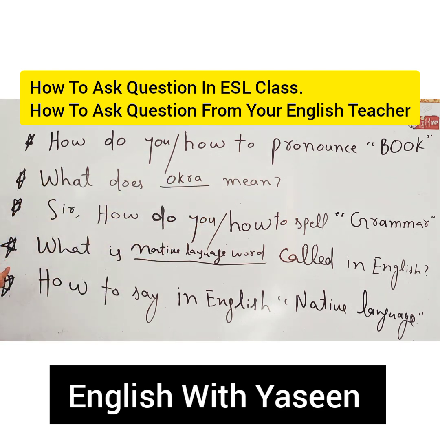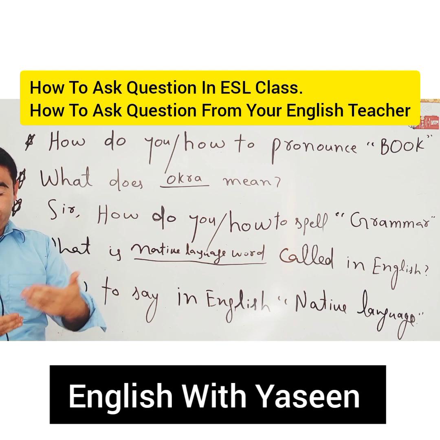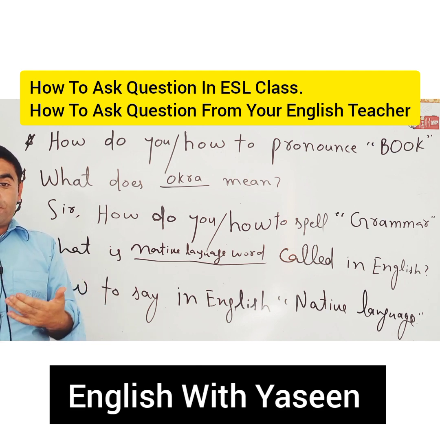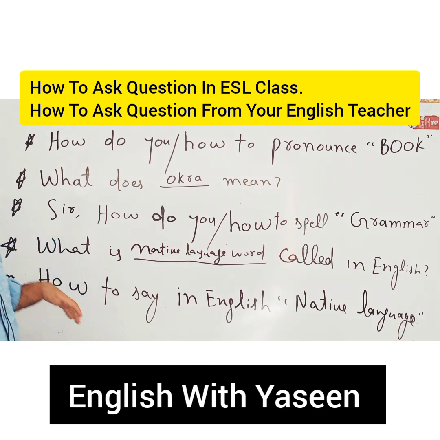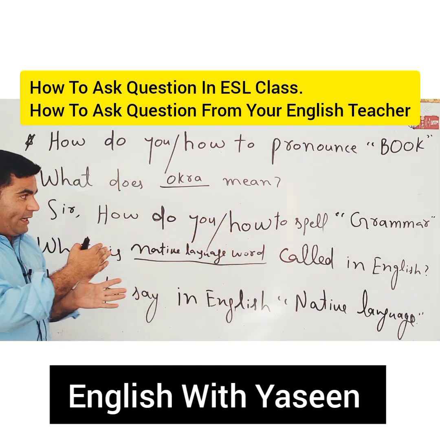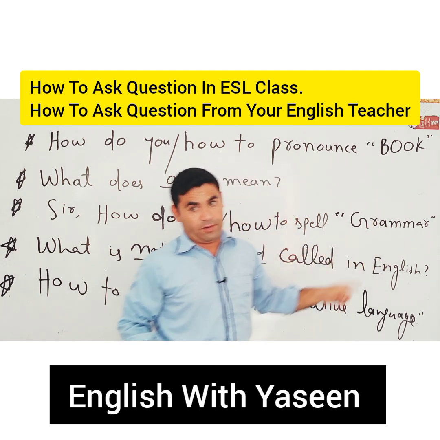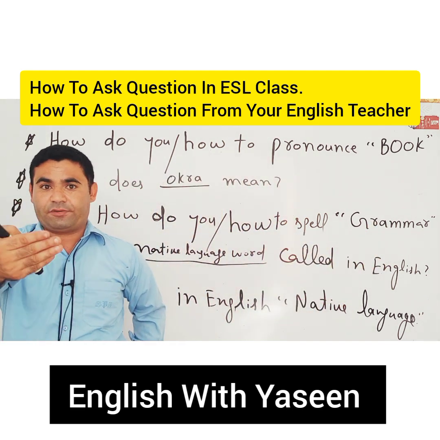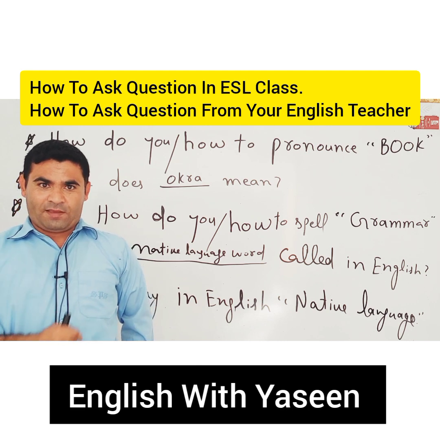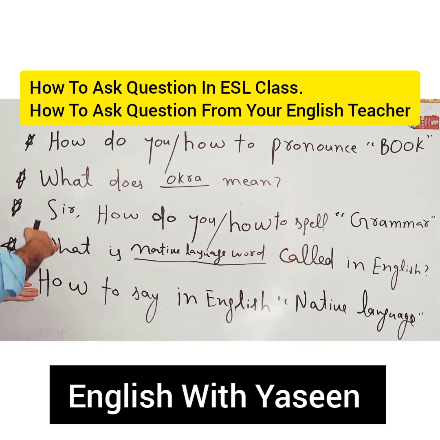And for example, you don't know the spelling of a word, and your teacher pronounces a word, and you don't know the spelling of that word. So how will you ask? Just simply, sir, how do you spell, or how to spell, and then you tell that word. Sir, how to spell, or how do you spell grammar? If you want to ask about someone's name spelling, you can say, how do you spell your name? And if you want to ask about a word spelling, you will say, how do you spell, or how to spell, and then that word.